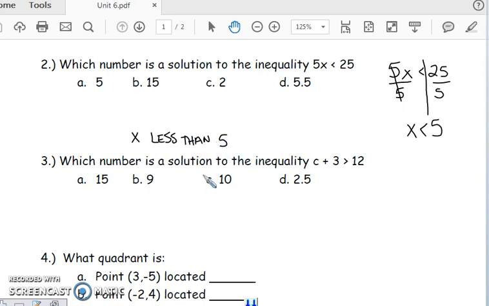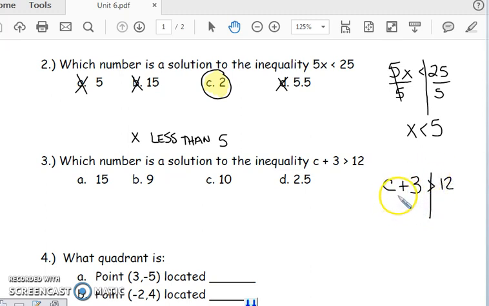So which one of these is less than 5? Is 5 less than 5? Nope. 15? No. 2? Yep. And 5.5? No. So C is our answer here. Again, you can try each of these answers in the formula and see which one works, and that will do the exact same thing. So I'm going to copy this down, draw my line.